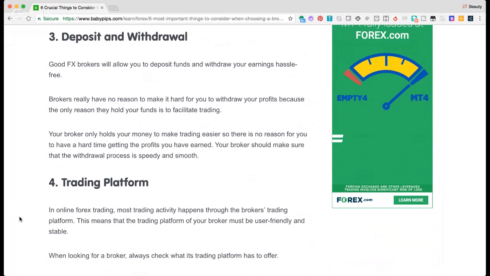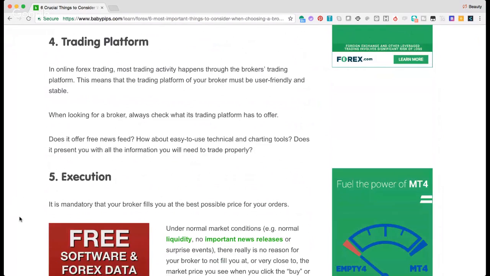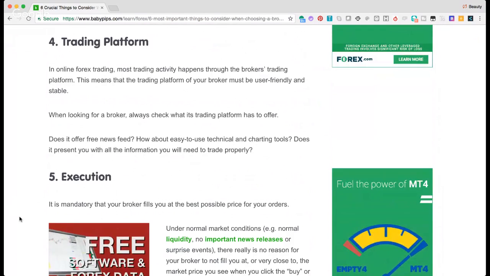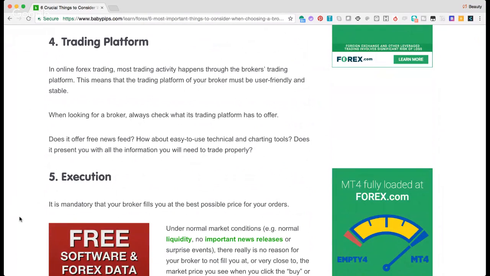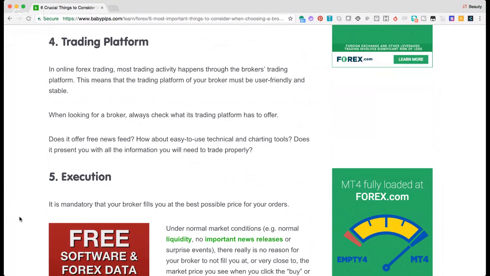4, trading platform. In online Forex trading, most trading activity happens through the broker's trading platform. This means that the trading platform of your broker must be user-friendly and stable. When looking for a broker, always check what its trading platform has to offer. Does it offer free news feed? How about easy-to-use technical and charting tools? Does it present you with all the information you will need to trade properly?